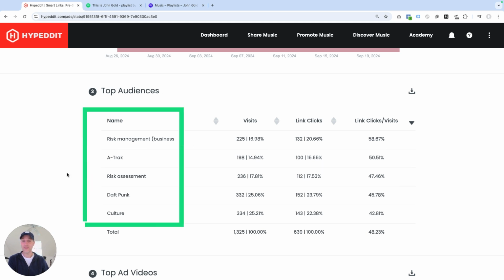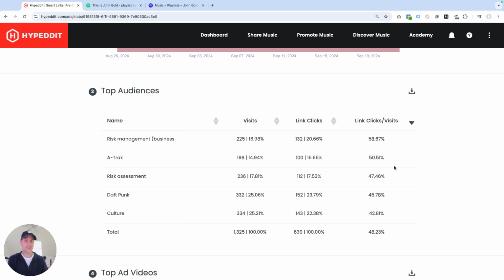So these are all the interests that the AI recommended, in order of turning the most visitors into fans on Spotify. And this blows my mind. The fact that risk management comes out here as the most engaged audience, and that at scale, generating 132 clicks, it's really mind-blowing to me, because I would have never come up with this.